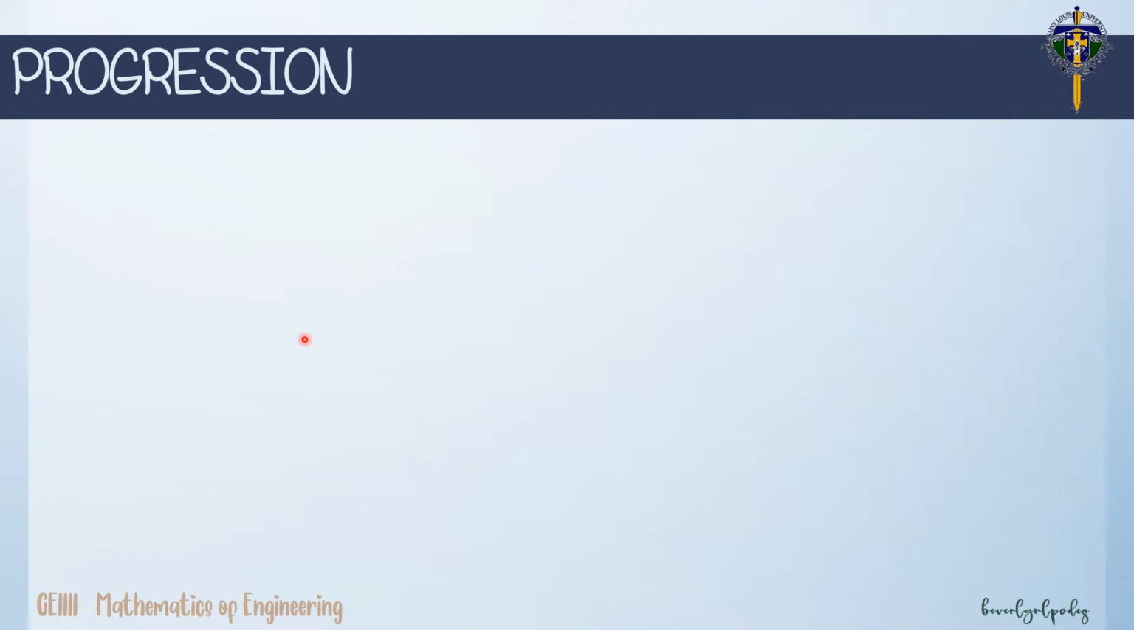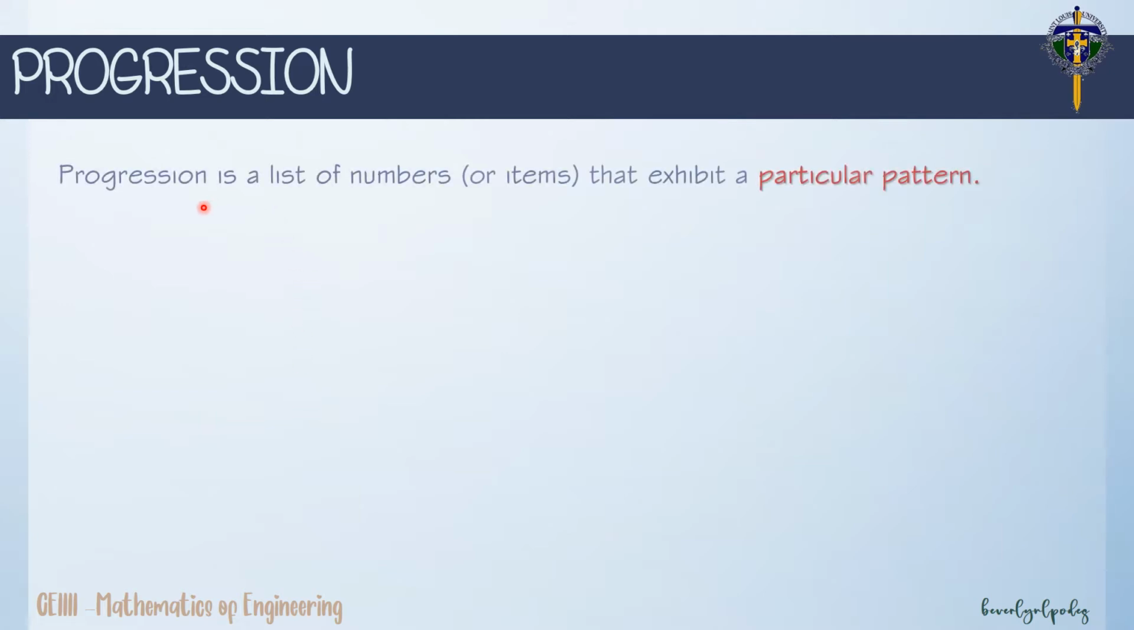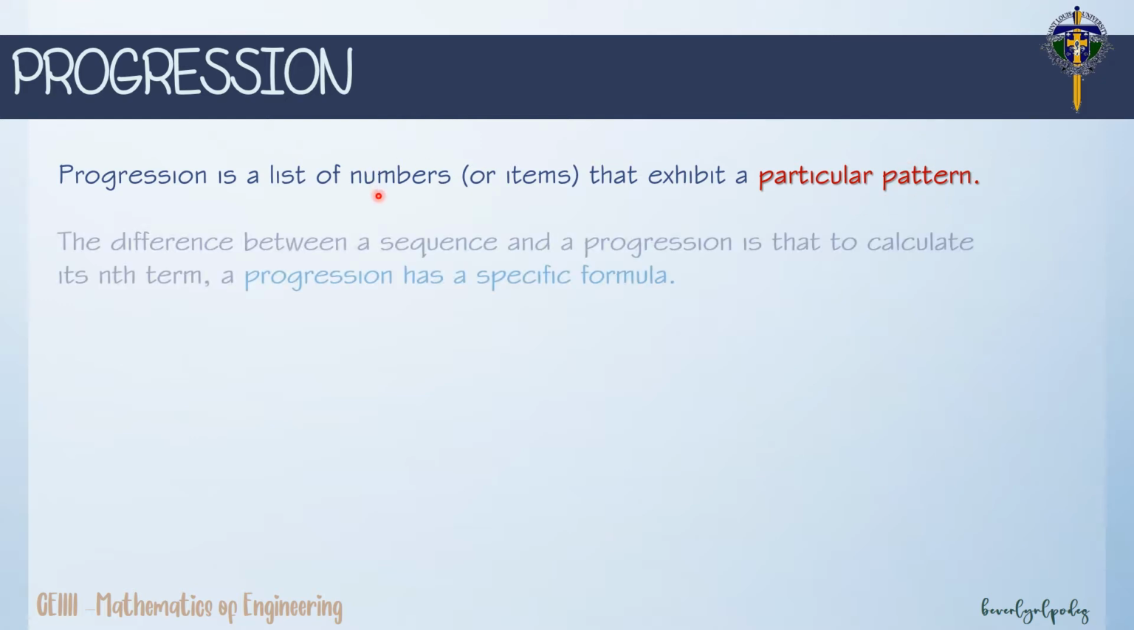First, let us define what progression is. Progression is a list of numbers or items that exhibit a particular pattern. So this is your keyword. There is a particular pattern. There is a pattern that the list of numbers are following.